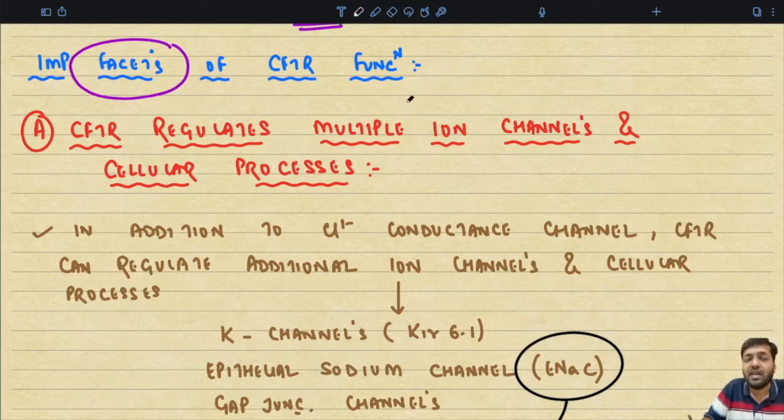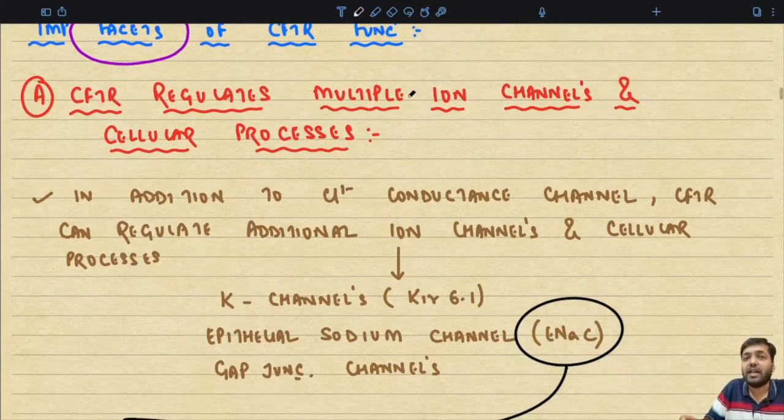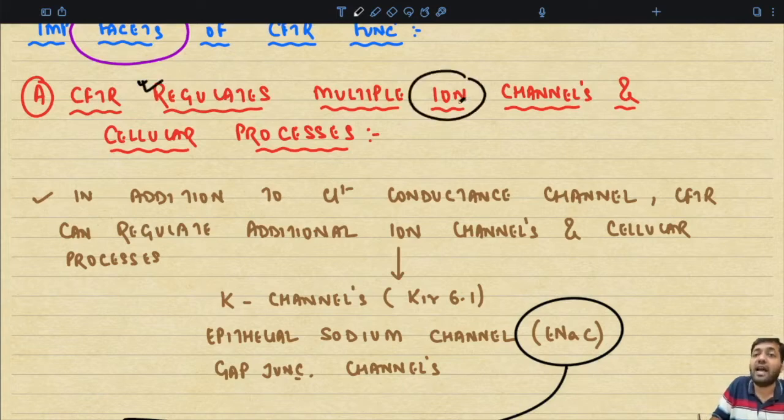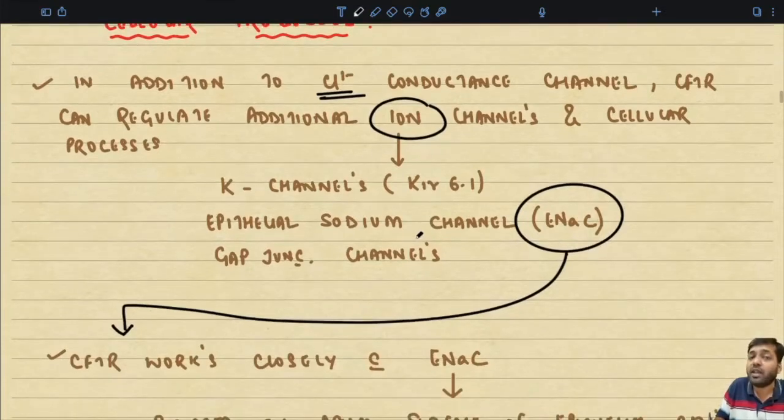So let us start. CFTR, as we have seen, predominantly regulates the secretion of chloride, but it is not the only ion which is regulated by CFTR. So CFTR regulates multiple ion channels and cellular processes. In addition to the chloride conductance channel, CFTR can regulate additional ion channels and cellular processes. So what are the other ion channels which are regulated by the CFTR? They are the potassium channels, that is the Kir 6.1, epithelial sodium channels and gap junction channels.